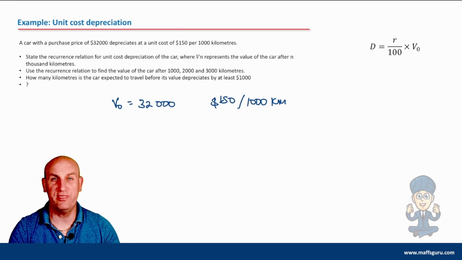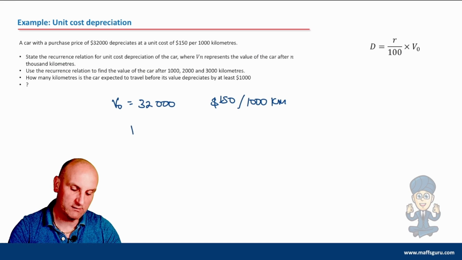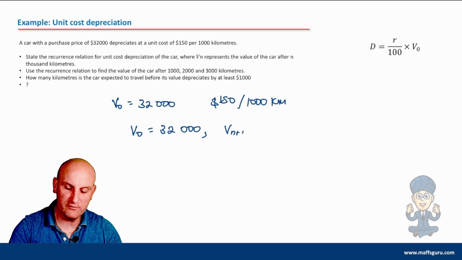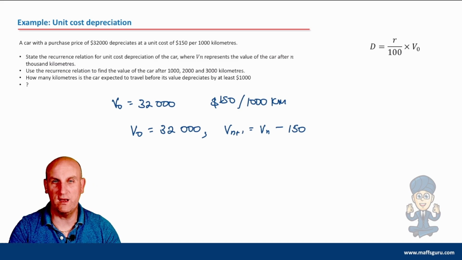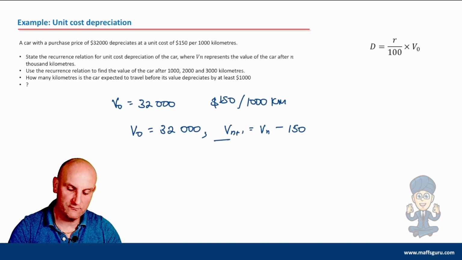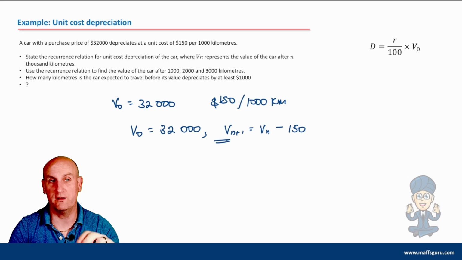State the recurrence relation for unit cost depreciation of the car, where Vn represents the value of the car after n thousand kilometers. Right, so every 1,000 kilometers, right? Because it's saying every 1,000 kilometers, we're losing $150. So in which case, my recurrence relation must start with 32,000. I've got to put that comma. It has to have V of n plus 1 equals V of n. And I am losing, so it's minus $150 for every 1,000 kilometers. Believe it or not, in a VCAA exam, that is worth 2 marks.